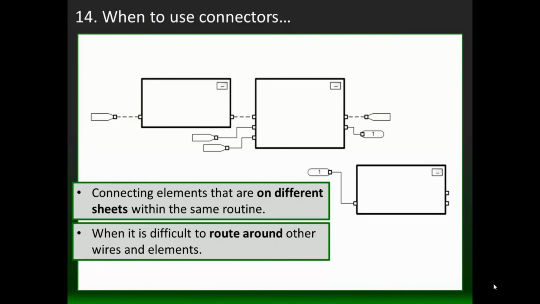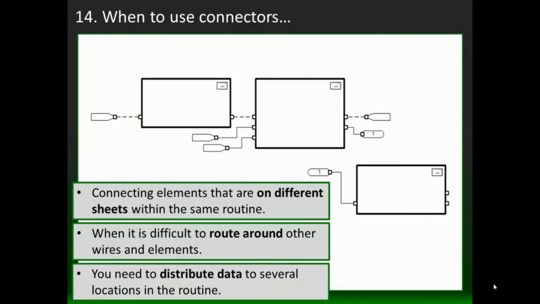Myself, I'm really particular about how my sheets look. I don't know why, they function fine whether they're ugly or pretty, but I use connectors specifically to keep the sheets more readable. You also use them when you need to distribute data to several locations in the routine. So you may have an output connector in one of the strings of function blocks, and then many function block strings down below that all use that same output value.